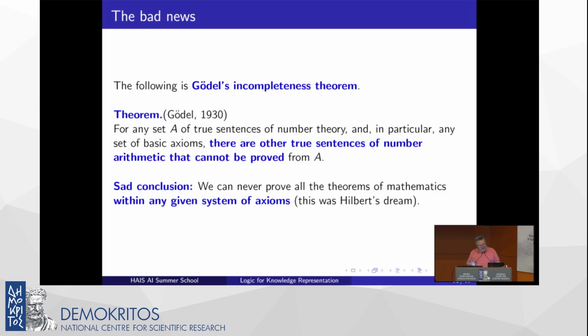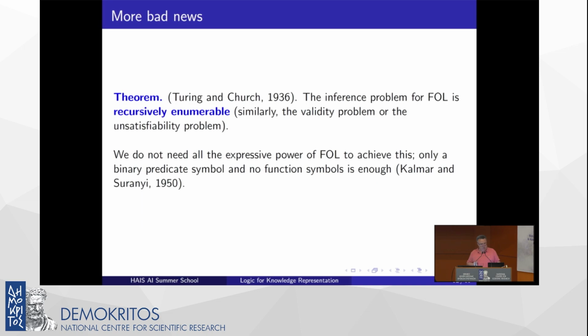Okay. Let me now move to decidability and semi-decidability. Unfortunately, other people, like Turing and Church, independently in 1936, proved that the inference problem for first-order logic is recursively enumerable. Semi-decidable, not decidable.